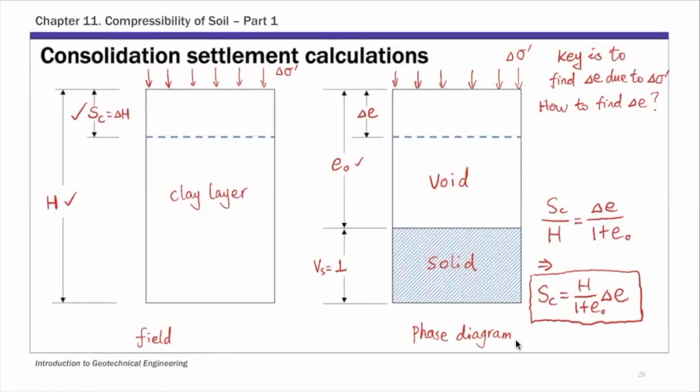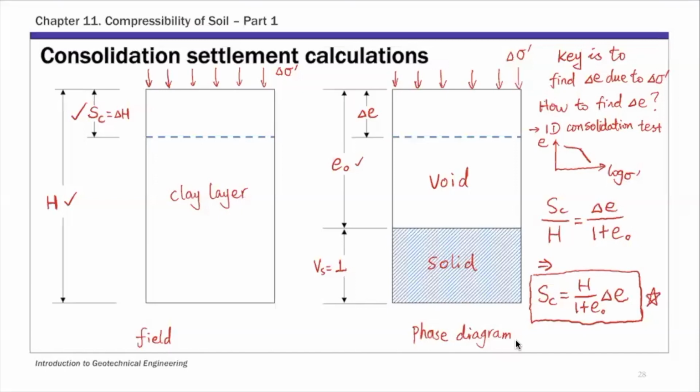So how do you find this delta e? That's exactly the purpose of that 1D consolidation test. The 1D consolidation test provides you this relationship between void ratio and sigma prime. So that's what you're going to use to guide your calculation. In the 1D consolidation test, you change the loading and you find the corresponding void ratio change. So you get this e-log sigma prime curve. And that's a curve we use to guide our field settlement or consolidation calculation. So that's this whole process. So really the key is this equation.